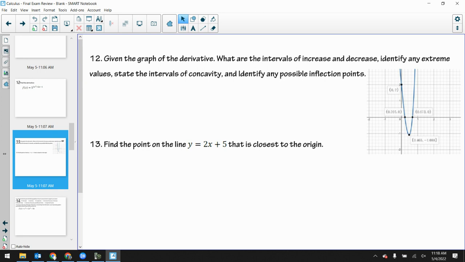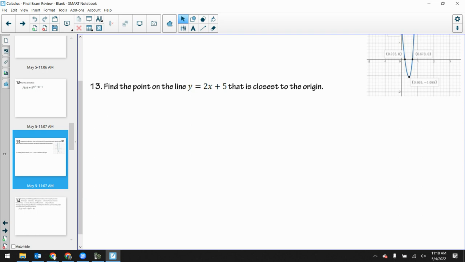Find a point on the line y equals 2x plus 5 that is closest to the origin. All right. So these are those optimization problems, right? The next two are those ones where you're trying to maximize or minimize something. So what am I trying to do? I'm trying to minimize distance.